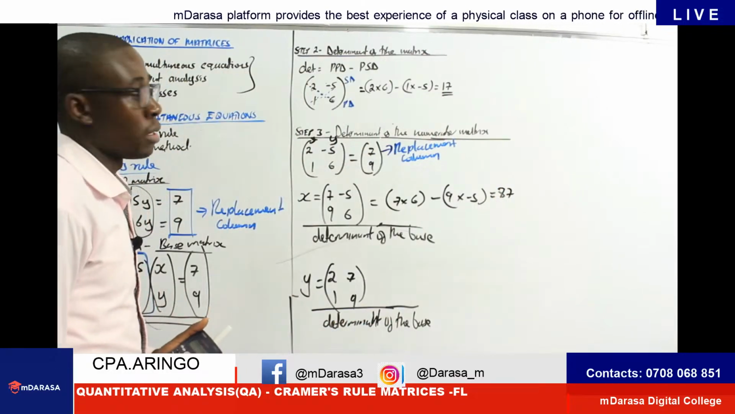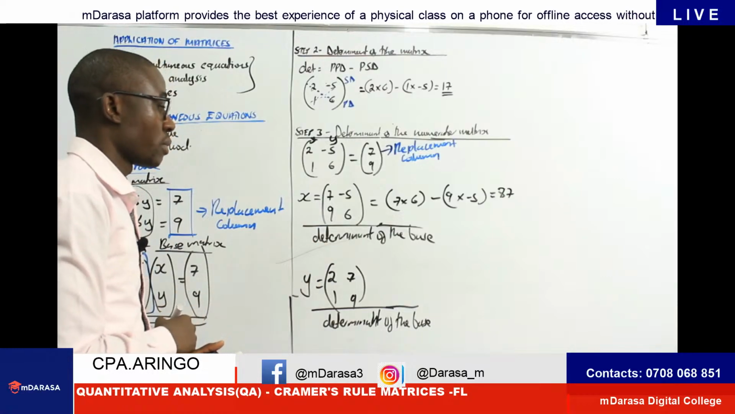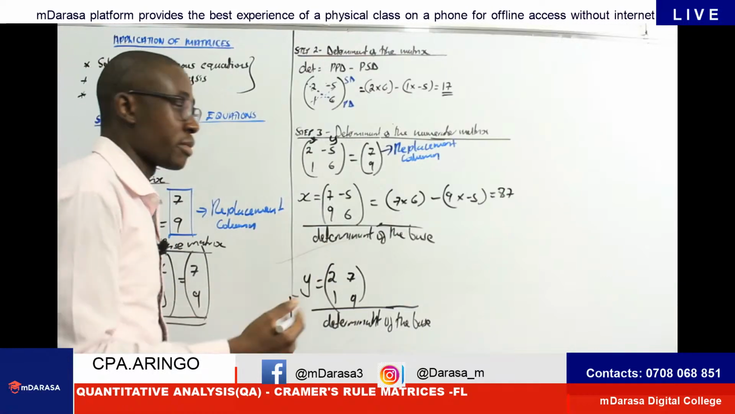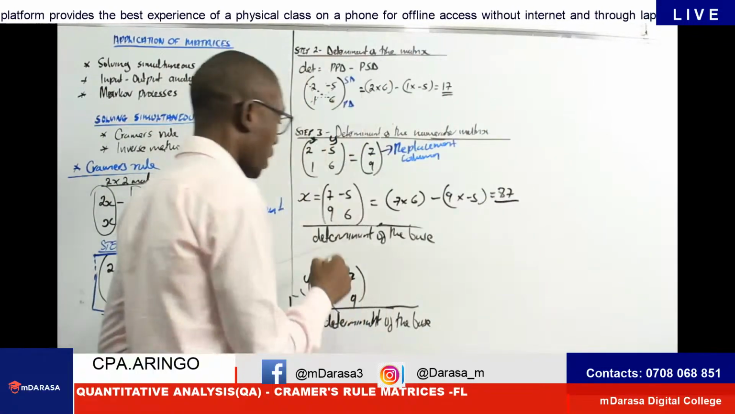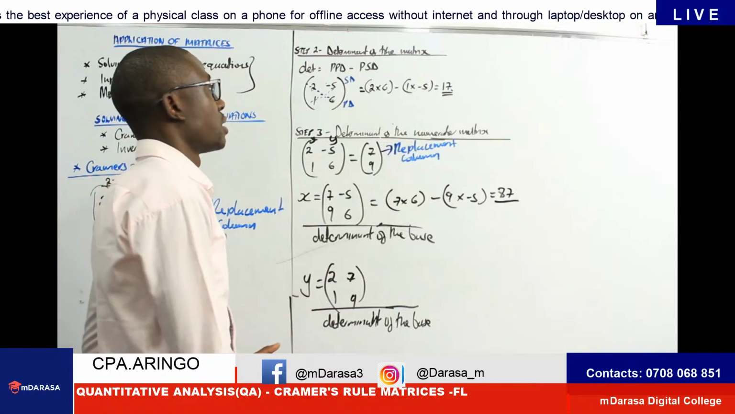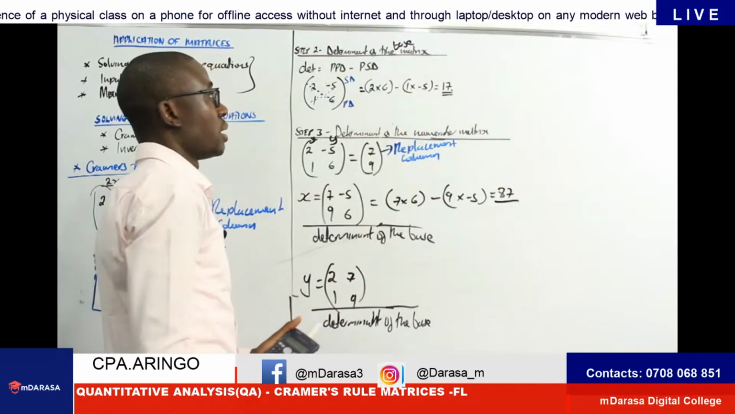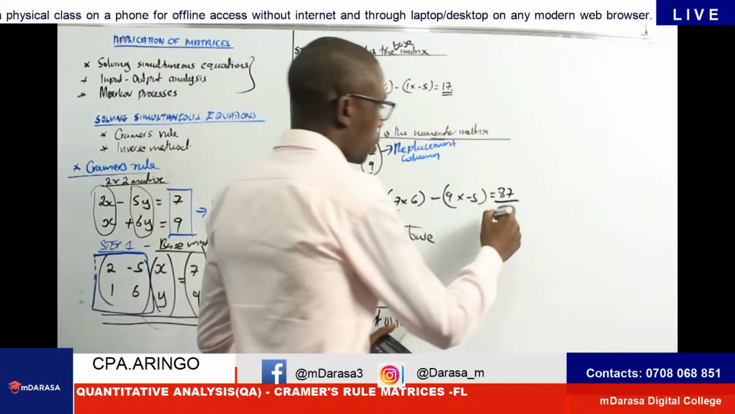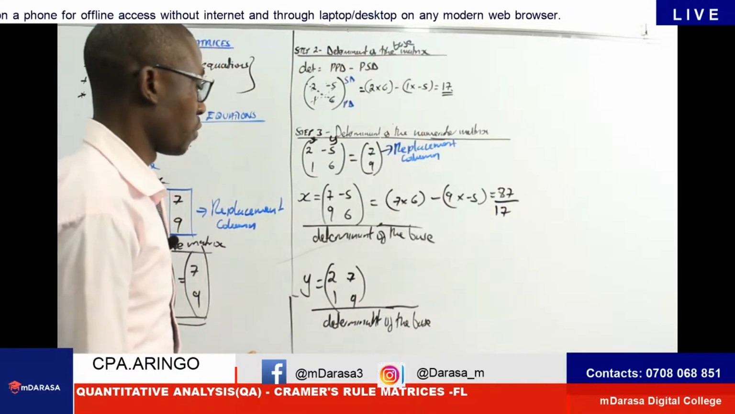At this point, remember, we had already determined the determinant of the base. Actually, I've jumped several steps ahead, right? So the determinant of the base matrix, in this case, we had 17. Therefore, we are going to divide this one by 17. So that will give us our value of x.